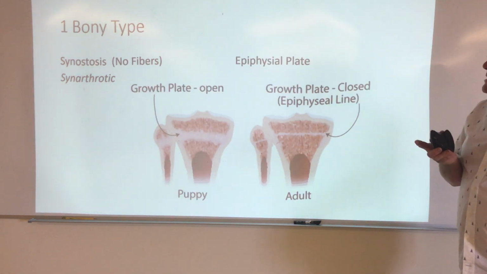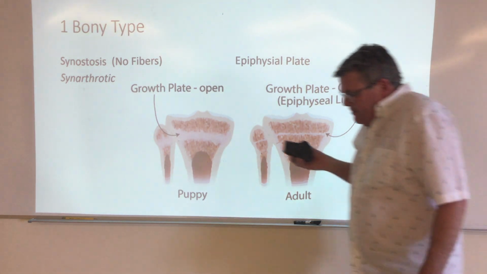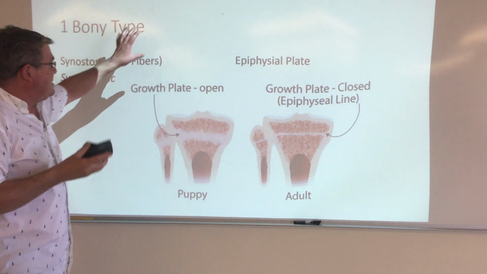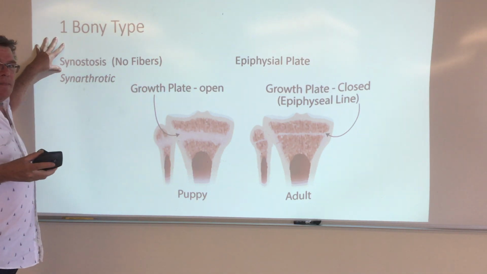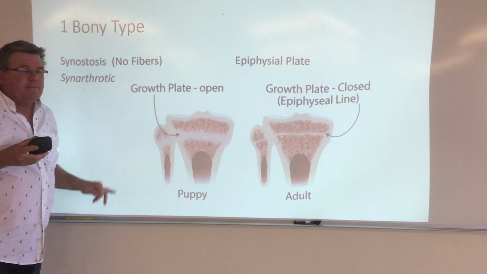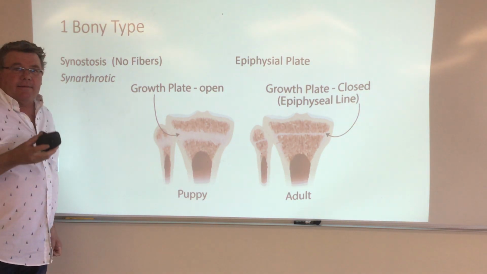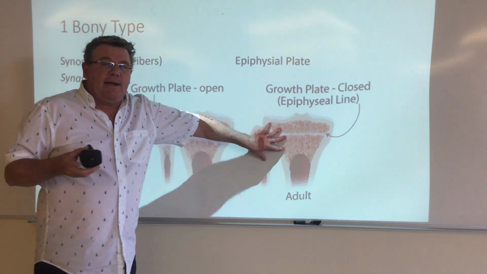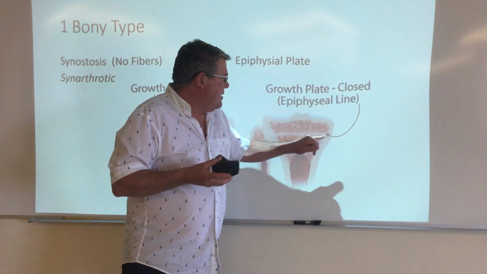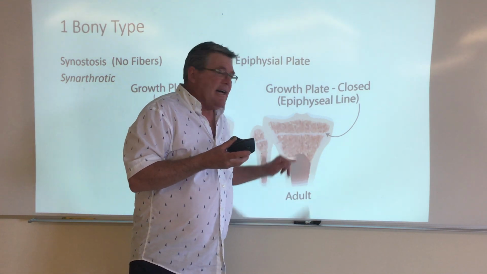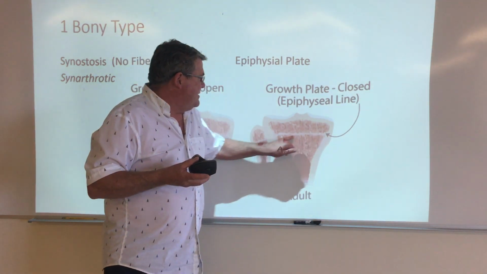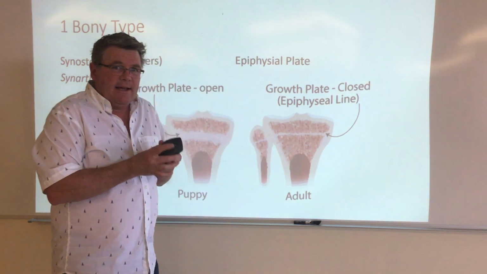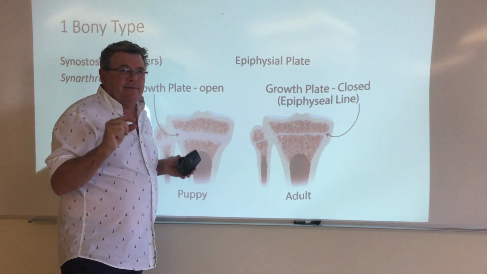Now, fibrous, let's jump to a bony type. We just talked about this in one of the last two previous videos. No fibers, we're talking about bone on bone, synarthrotic as far as the amount of motion and movement between the two, and the epiphyseal plate. It's right here where the epiphyses and the diaphyses have come together and they have physically fused. Remember, that's different than we see with the sutures. The sutures still have those really tiny collagen fibers between them.